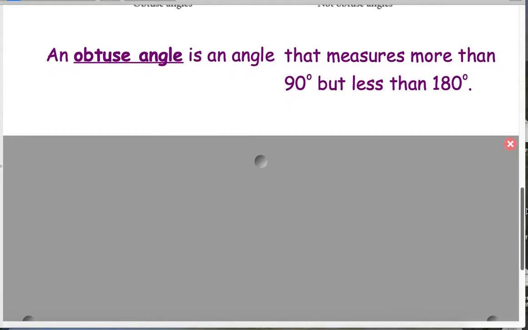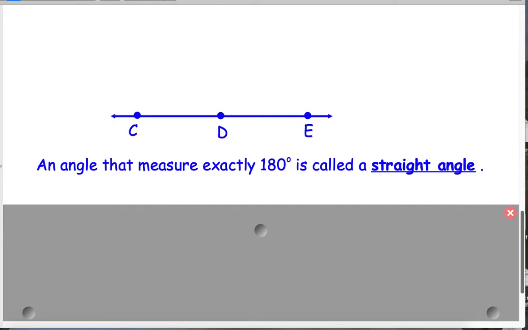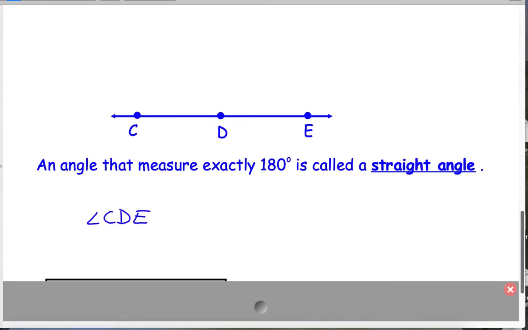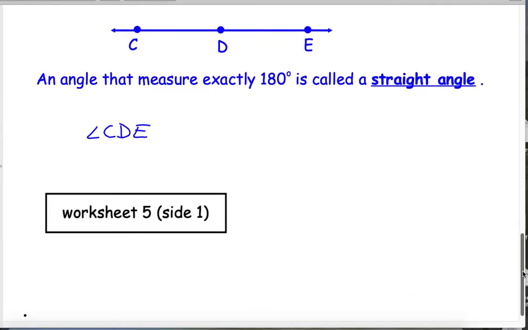So what does that leave? Is there anything else we haven't covered? Well, a straight angle is an angle that's exactly 180 degrees. And so you can see that that's actually a line. So the angle measurement for a line is 180 degrees, and we call that a straight angle. Now at this point, if you want, you can hit pause and go ahead and work on the first side of worksheet 5, which deals with identifying whether angles are acute, right, obtuse, or straight.